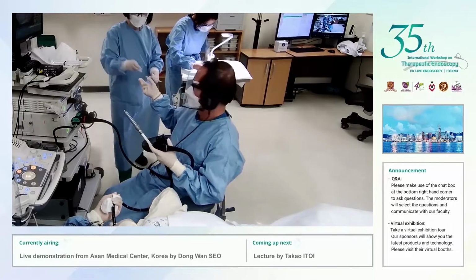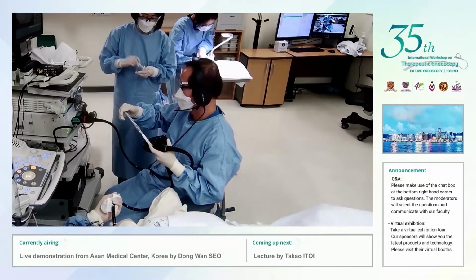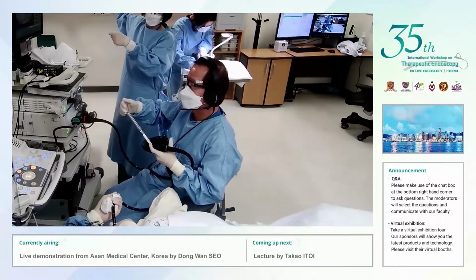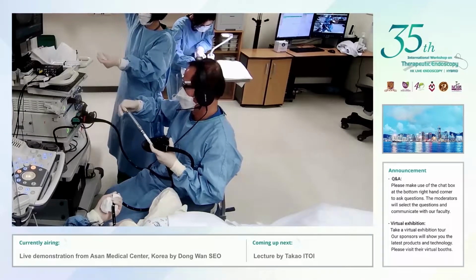I will do one more. My nurse wants one more biopsy. It's better to follow.